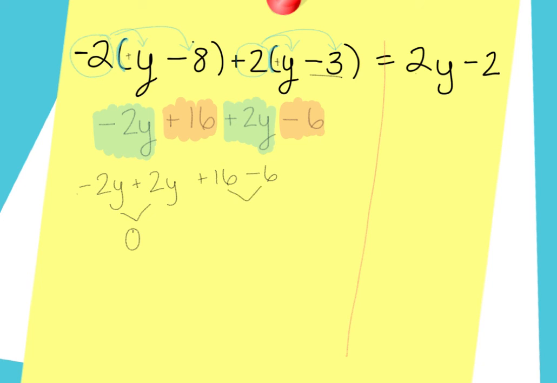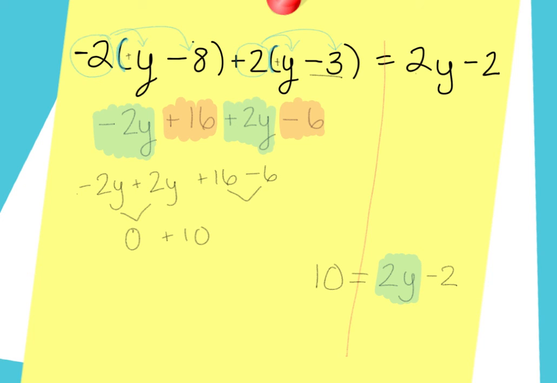Alright, and then combine those. Positive 16 minus 6 is actually positive 10. And then 0 plus 10 is just 10, so that's what I'm going to write on my left side once it's all simplified. 2y minus 2, there's nothing else I can do, so I'm just going to bring that down. There's nothing else I can do to simplify it. Now at this point, you could use the box method, but you don't have to, because my variable is actually already on one side. It just happens to be on the right side.